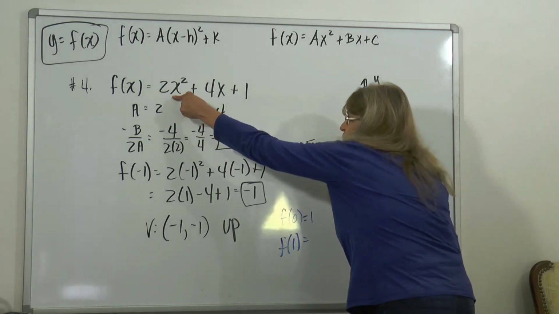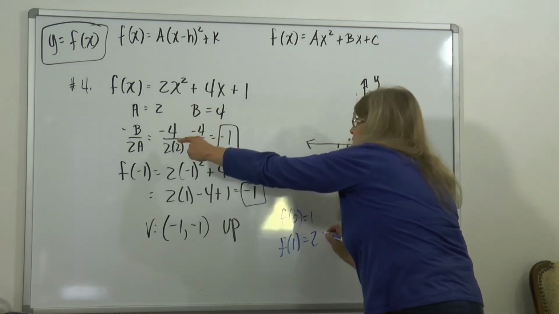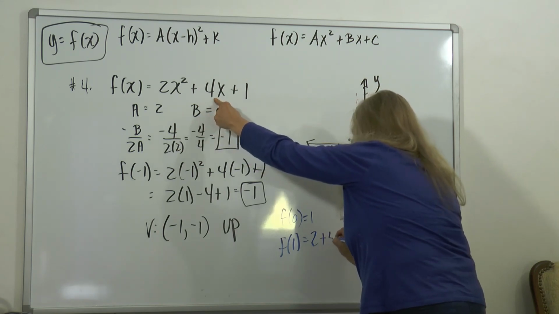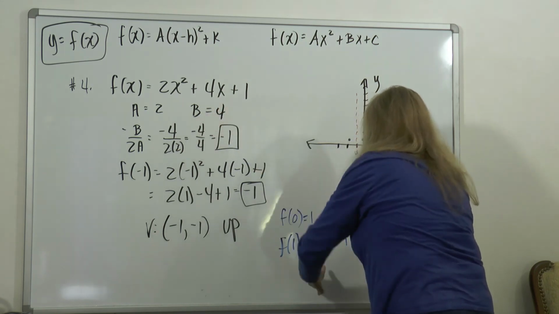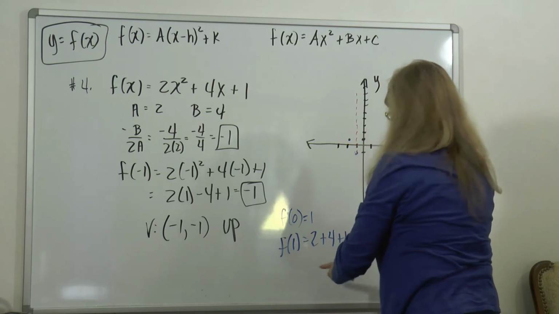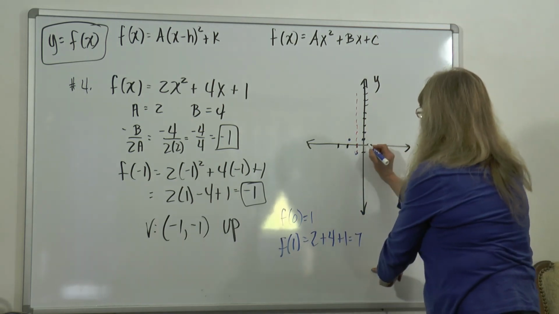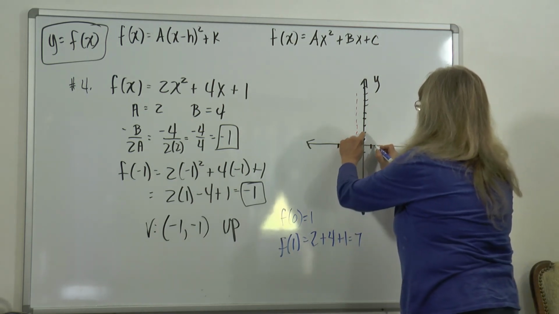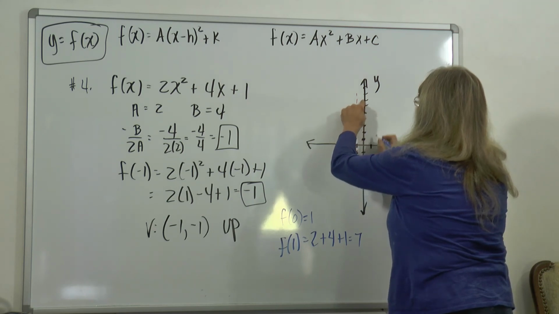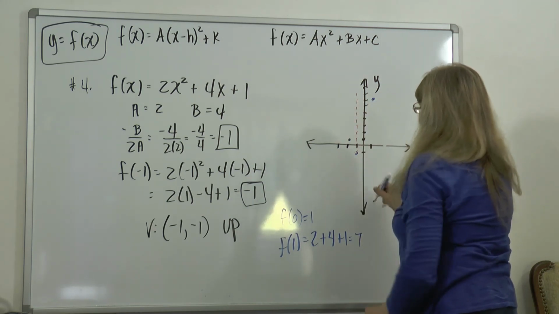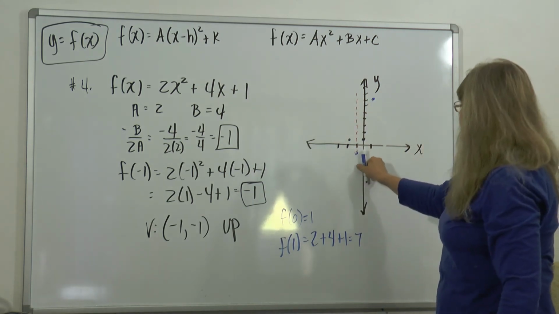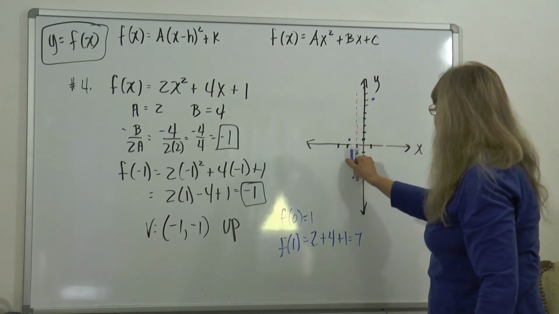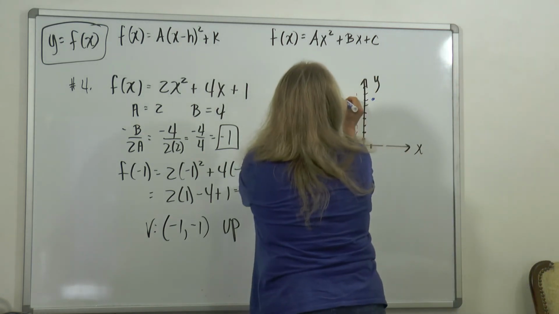Okay, so 1 squared is 1 times 2 is 2. Plus 4 times 1 is 4. Plus 1. So that's going to give me 7. So when x is 1, y is 7. So from the origin, 1, 4, 5, 6, 7. Okay, so for my axis of symmetry, 2 spaces to the right jumps up to 7. 2 spaces to the left will also jump up to 7.